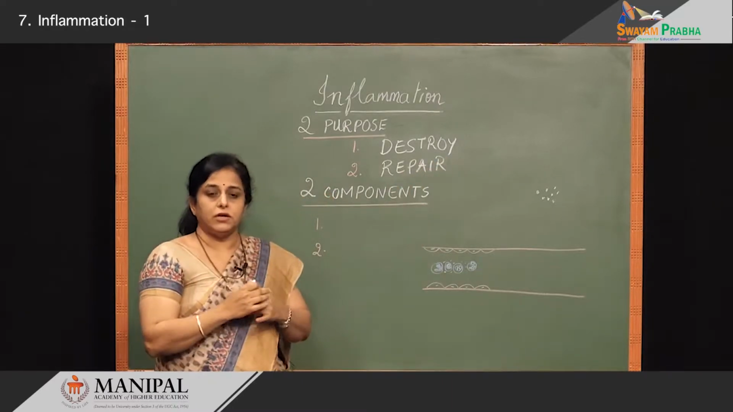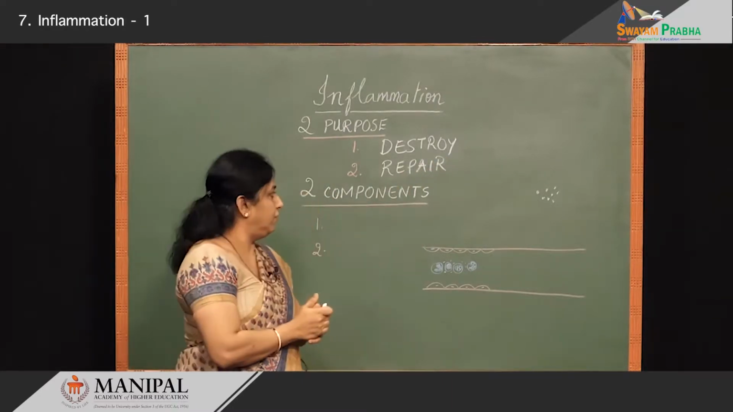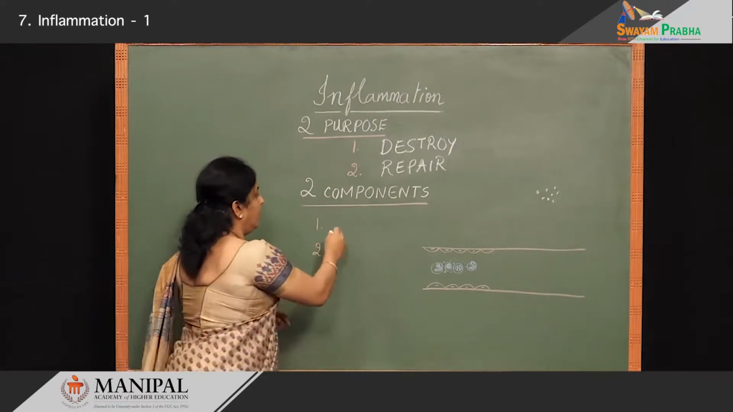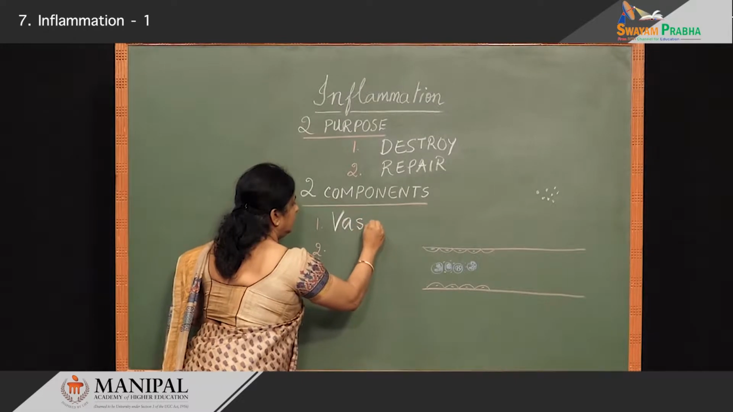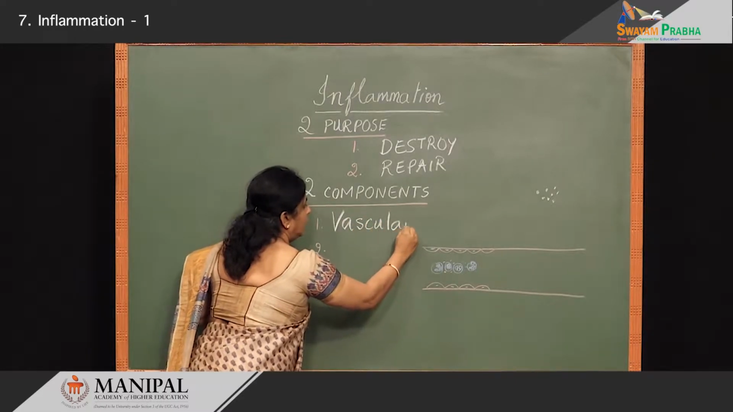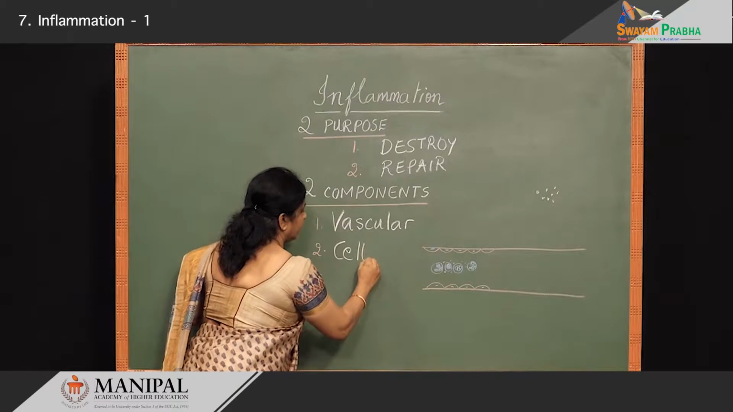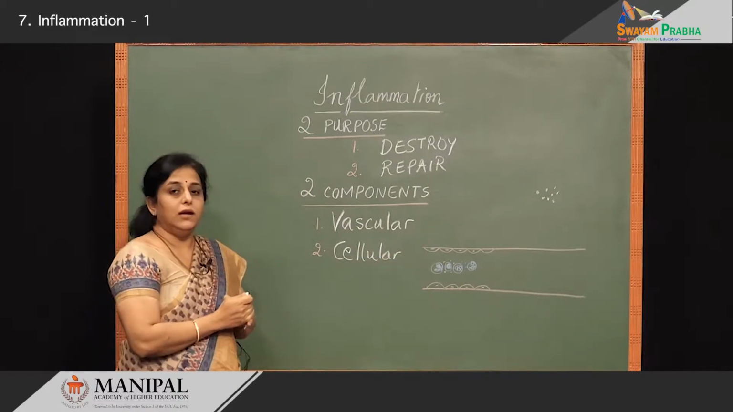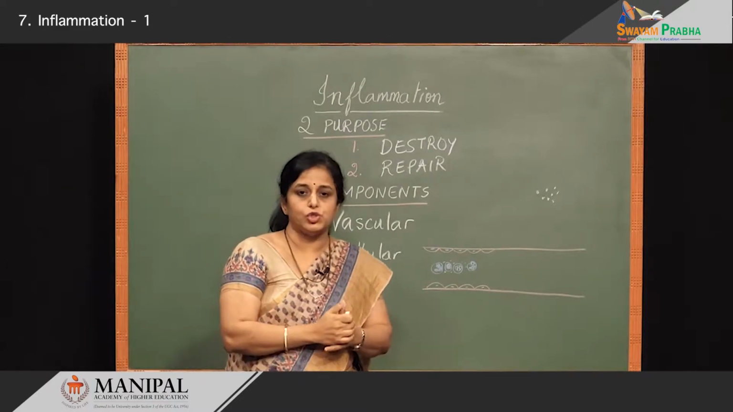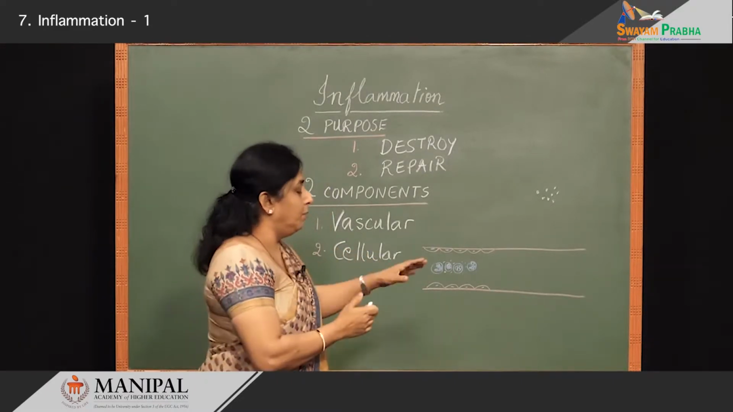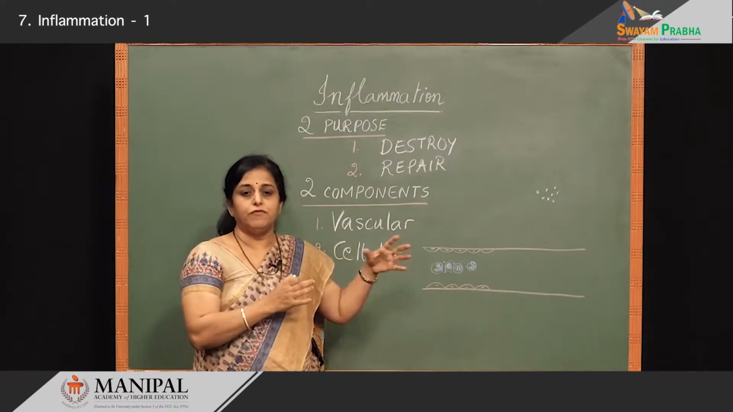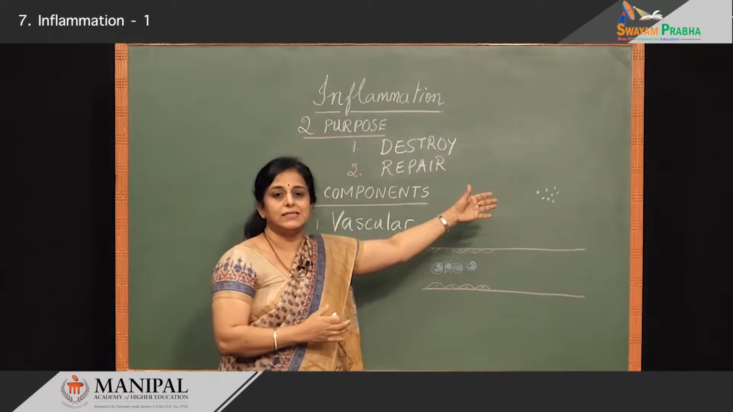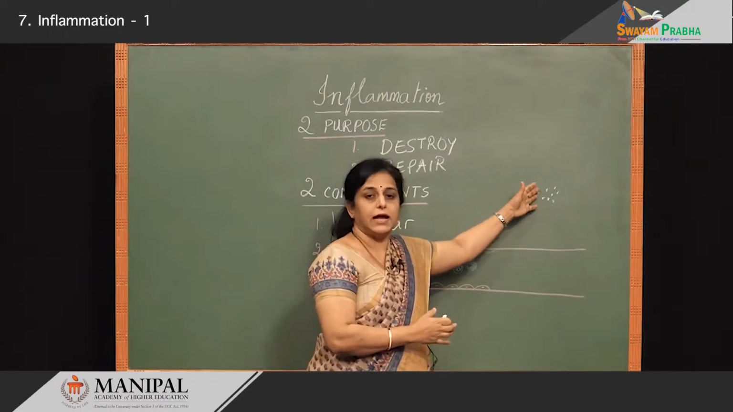Then we learnt about the tissue reaction that happens in case of inflammation. We learnt that there are two important components. Number one being vascular and number two is cellular. So, under the vascular events, we learnt that initially in response to the injurious agent, the blood vessels show some changes. First of all, the blood vessels dilate in response to the histamine that is released from the mast cells at the site of injury.